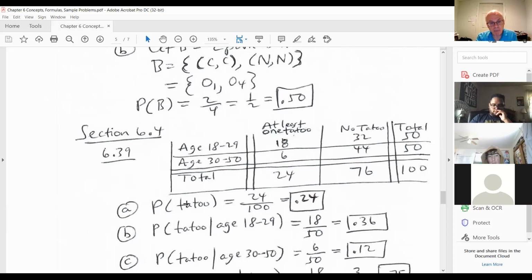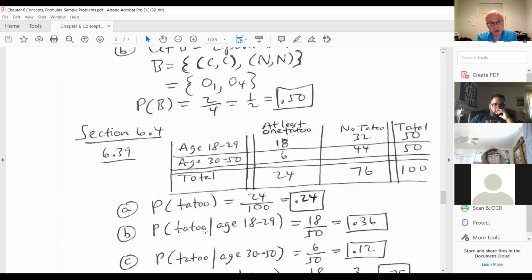All right. So the probability, if you selected somebody at random, that they had a tattoo is simply the number of people who had tattoos, 24, divided by the number of people in the study. All right. Now this one, you have to think about this one.